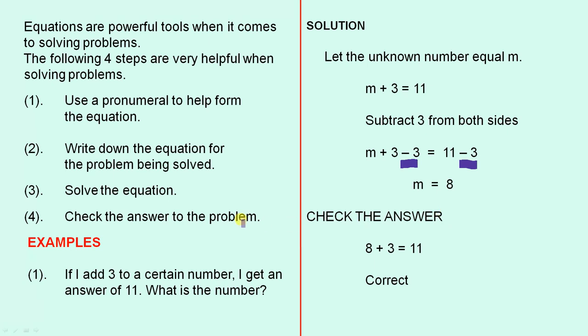And the last rule says check the answer to the problem. So if m was 8, we put 8 in there and we get 8 plus 3 equals 11, and we see that's correct. So we solved the problem correctly.